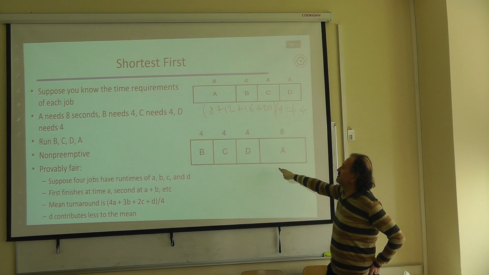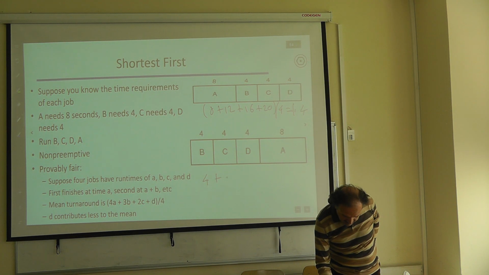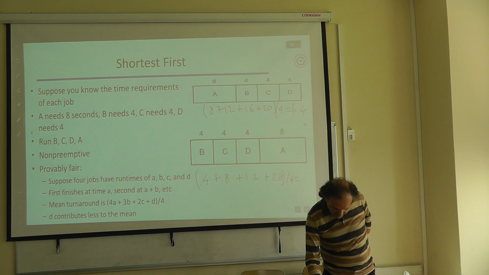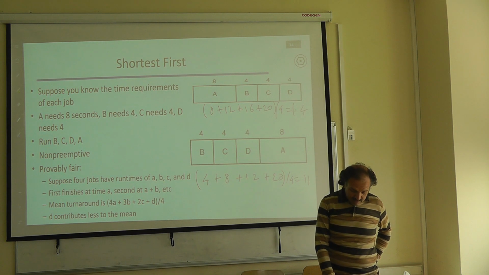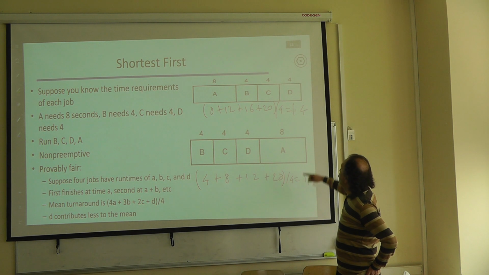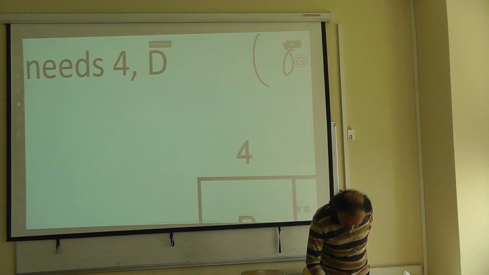But if I arrange it this way, it would take 4 seconds for B, then 8 seconds, then 12 seconds, then 20 seconds over 4. How about this? Okay, 14 versus this is 14.